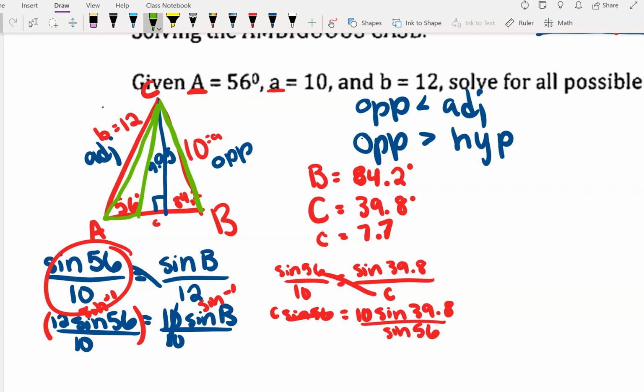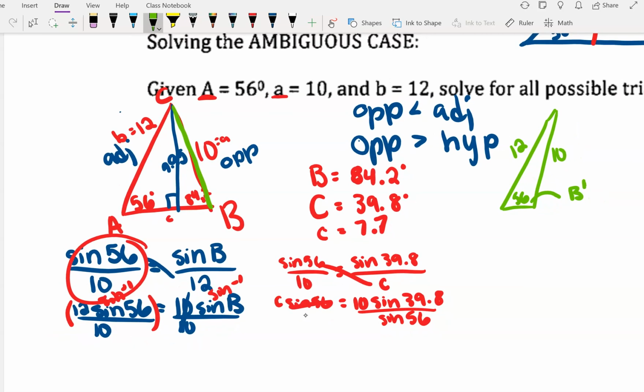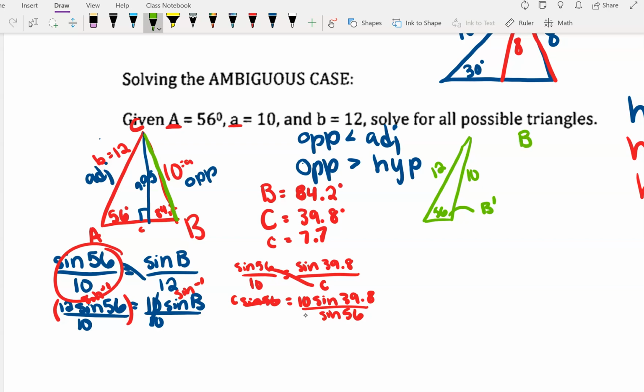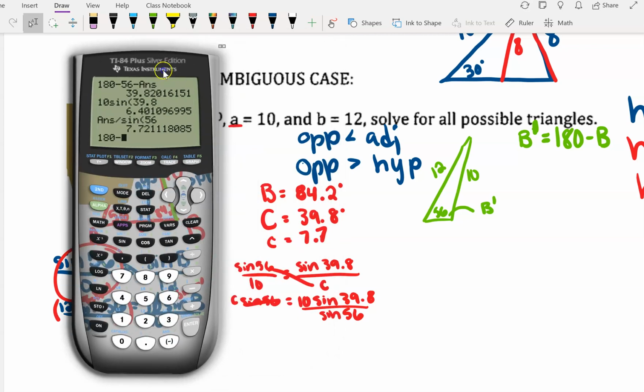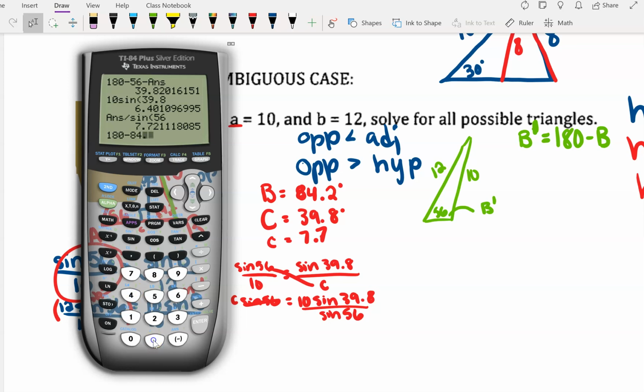an obtuse triangle. So what that triangle is going to look like, we've got the 56, and then the 10 is actually hinging inward and giving us, this would be 12, this will be 10, and then we've got a big obtuse angle right there that we're trying to find. That's our new B value that we're trying to find. The way to find the new B value, which we call B prime, is we do B prime is going to equal 180 minus B. So type into our calculators. The original B that we got was 84.2. So we can use that to find B prime is going to be 95.8.